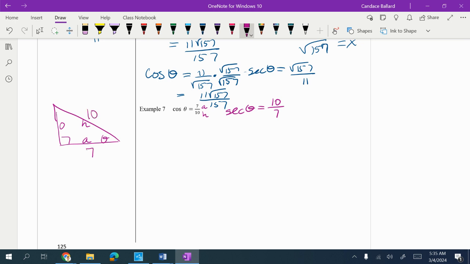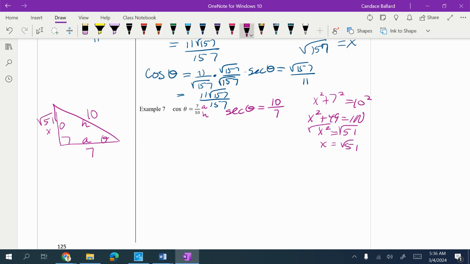I'm going to do the Pythagorean theorem to find my opposite leg. So I would have x squared plus 7 squared equals 10 squared. 7 squared is 49. 10 squared is 100. I'm going to go ahead and subtract the 49 to the other side. So let's see, 100 minus 49 would be 51. I'm going to take the square root of both sides. I know 51 doesn't break down, so I know that that opposite side is the square root of 51.